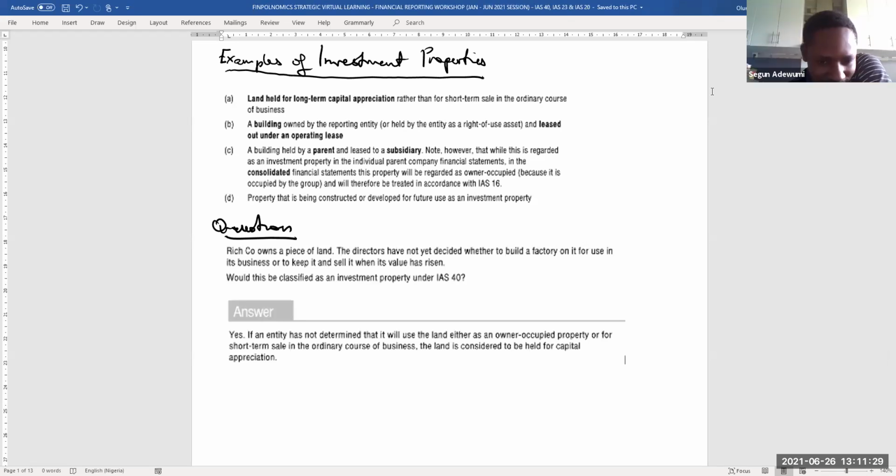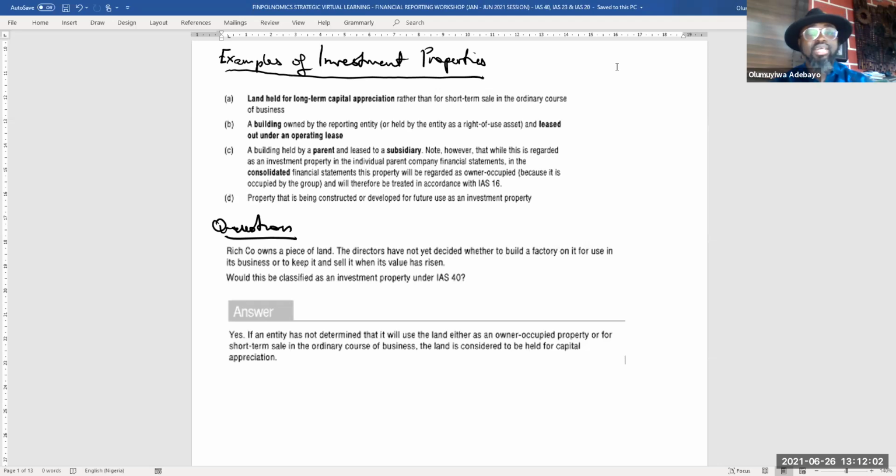If an entity has not determined that it will use the land either as owner-occupied property or for short-term sale in the ordinary course of business, land is considered to be held for capital appreciation. Does that make sense, sir? It's okay, sir. I don't just want to tell you what the standard says, but let us look at the rationale behind it, the economic justification or commercial substance on it.